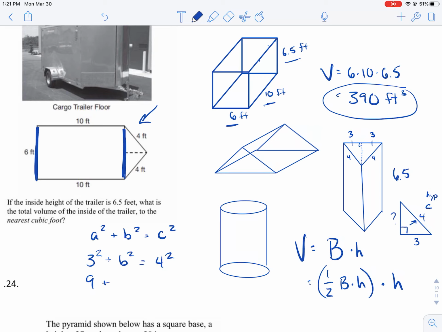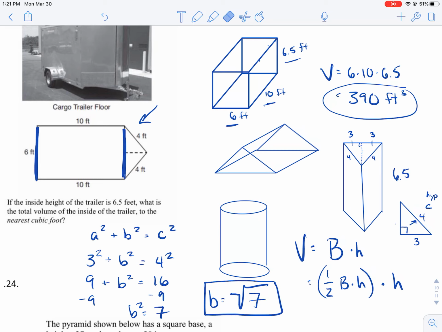So, being said, I'm going to go 3 squared plus b squared is equal to 4 squared, which is 9 plus b squared is equal to 16. Subtract 9 from both sides, you get b squared is equal to 7. And so our height is equal to the square root of 7. So that is our height.